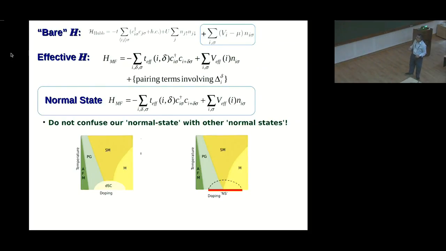We often say that this is the normal state, meaning when you suppress superconductivity by temperature, the high temperature phase is the normal state. In our language, what we mean by normal state is: by some magic, if you could make this D-wave superconductor disappear, what you are left with, on this red line, that is the zero temperature axis, is what we call normal state. This must be kept in mind.